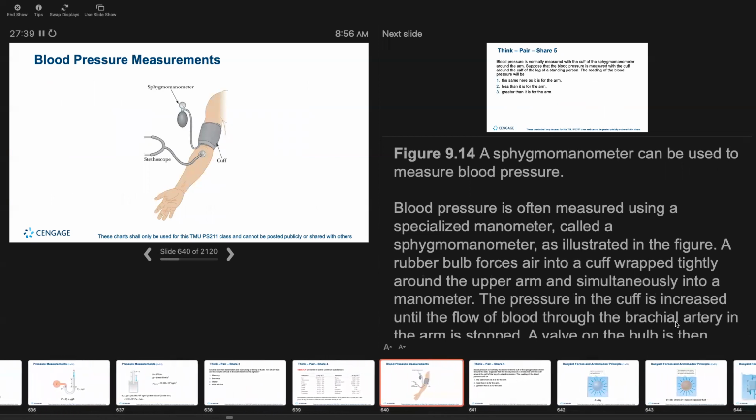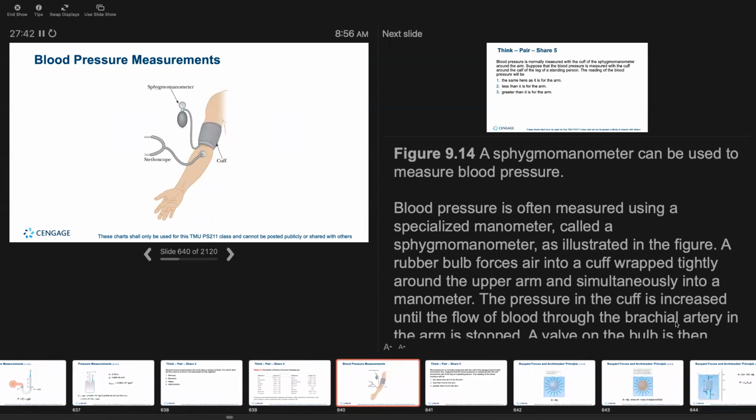Okay, for those of you who are on the health side, this may be a familiar device. Here we have a way of measuring blood pressure. Blood pressure is often measured using a specialized manometer called a sphygmomanometer, as illustrated in the figure. A rubber bulb forces air into a cuff wrapped tightly around the upper arm and simultaneously into a manometer.